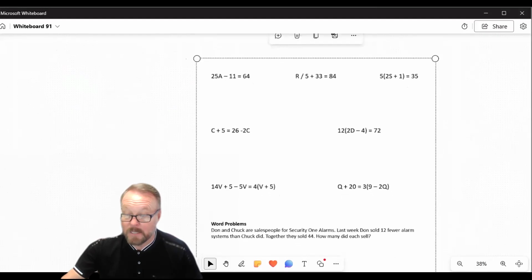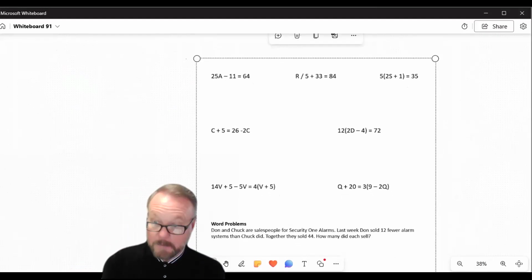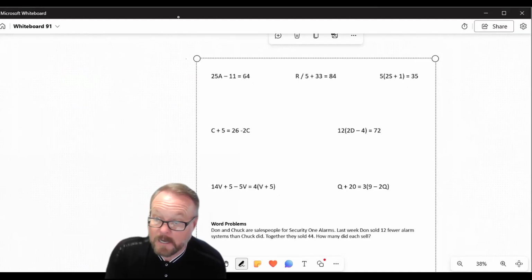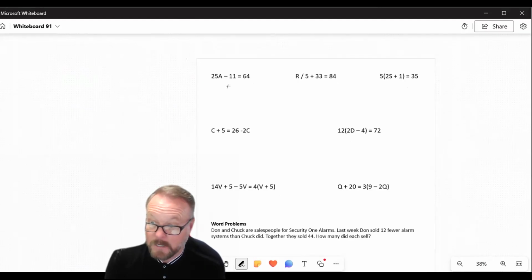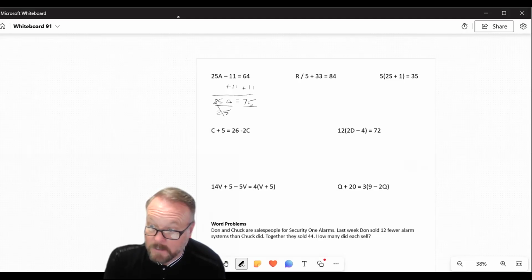So now we're getting to a few more complex type problems. So here again, we have 25a minus 11 equals 64. So we're going to add 11 to both sides in order to isolate the variable. So let's do 25a equals 75. And then we're going to divide both sides by 25. They cross out, which means a equals 3, because 25 goes into 75 3 times.